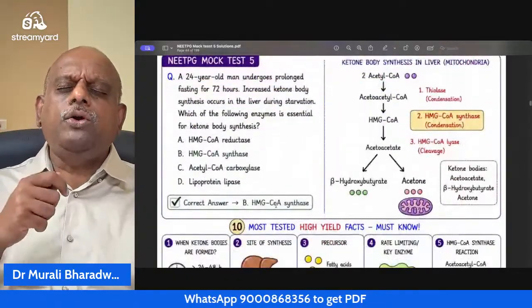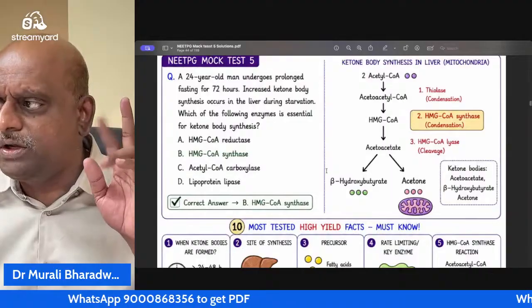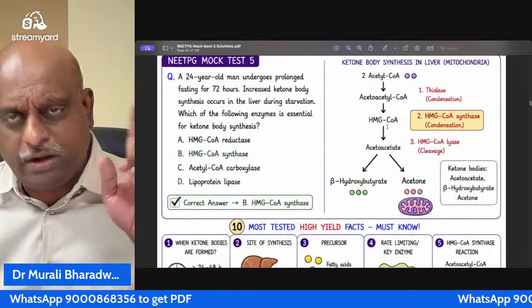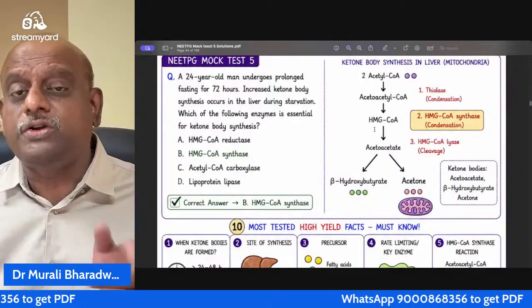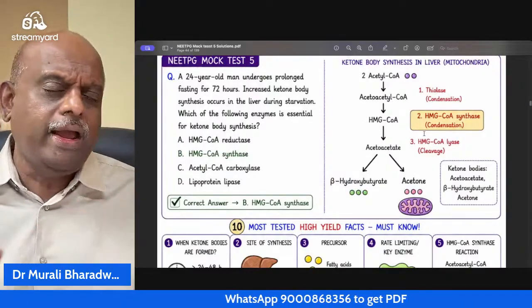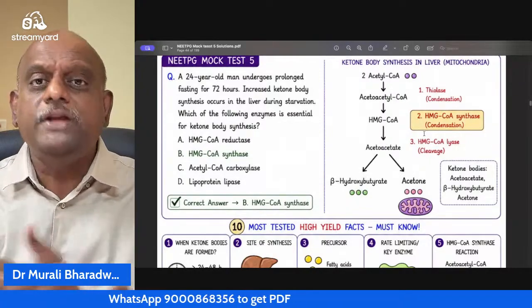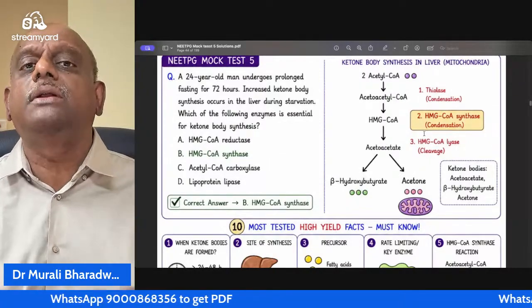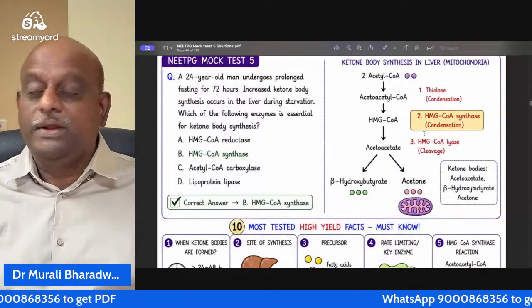Now, for ketone body synthesis, 2 acetyl-CoA combine to form acetoacetyl-CoA, which becomes HMG-CoA, which becomes acetoacetate, which becomes acetone and beta-hydroxybutyrate. So, it is the HMG-CoA synthase which does the condensation of acetoacetyl-CoA molecules into HMG-CoA, is what you need to remember.